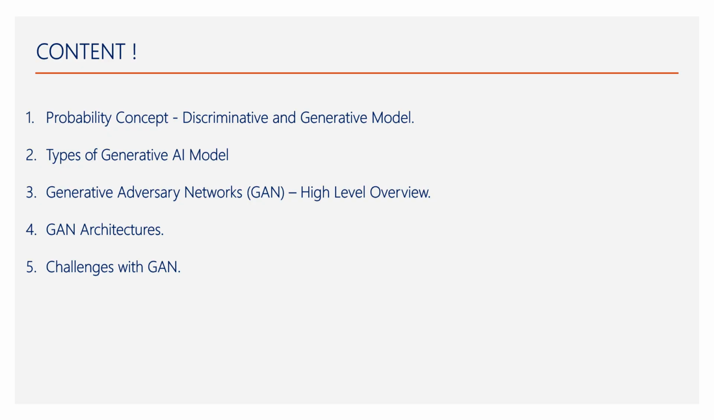So the content of today's session would be how we understand the discriminative and the generative model. We have seen in the last session how the discriminative model differs from a generative model. Here, we are trying to see it with respect to the concept of probability. Then the types of generative AI models available, and out of these, we will pull out GAN, Generative Adversarial Network, at a high level as an overview. Then we'll start understanding the different GAN architectures and challenges faced by GAN.